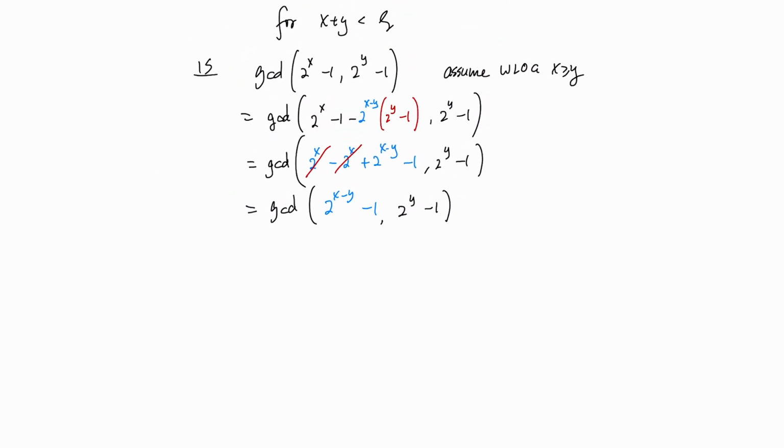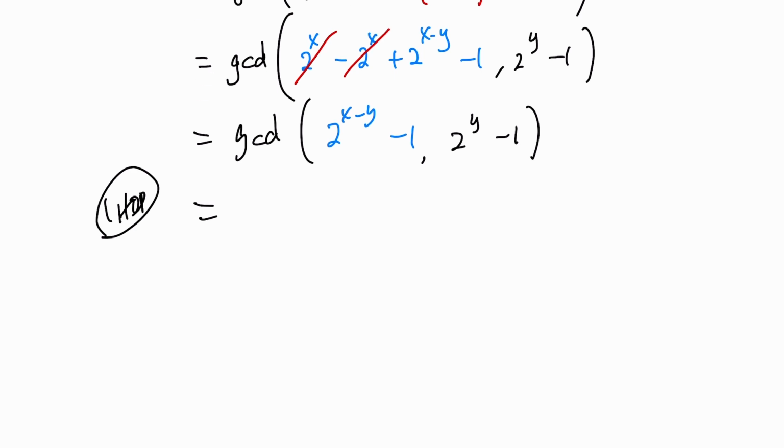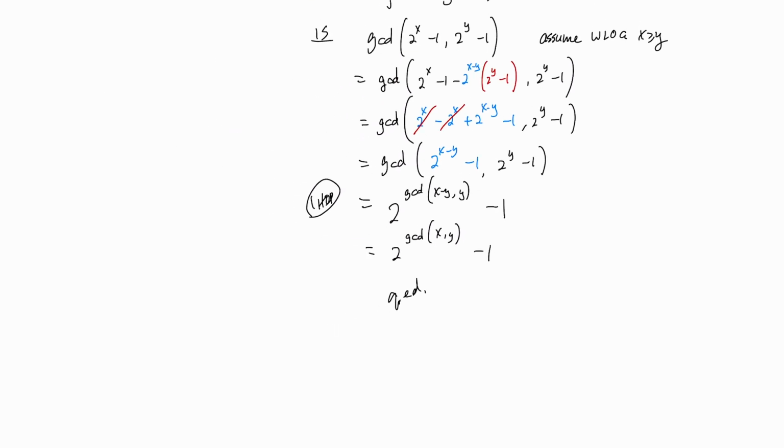And we can apply our inductive hypothesis here to get that is equal to 2 to the GCD of x minus y, y minus 1. And that, if we do some kind of like notion of reverse Euclidean algorithm, we would get that it is equal to 2 to the GCD of x comma y minus 1. So our proof is complete.